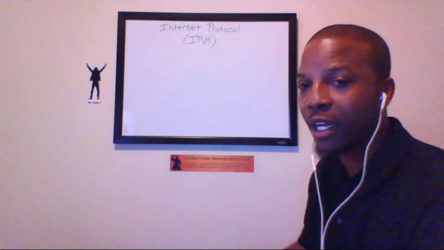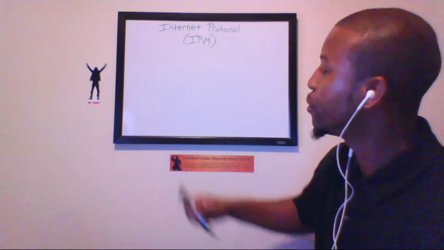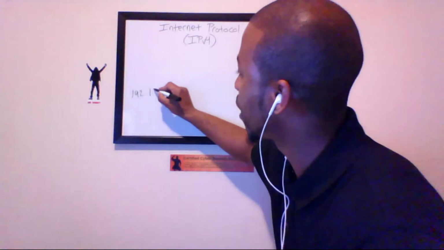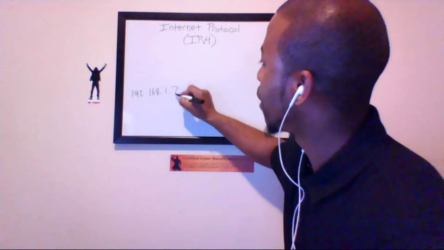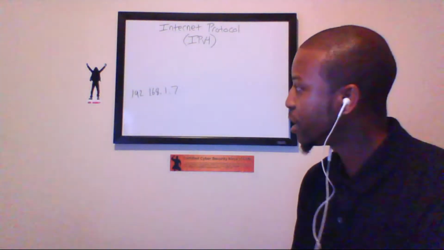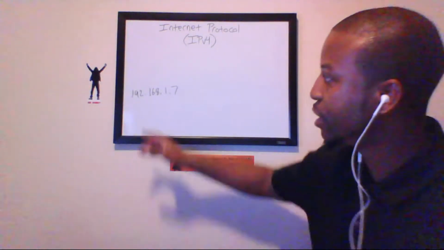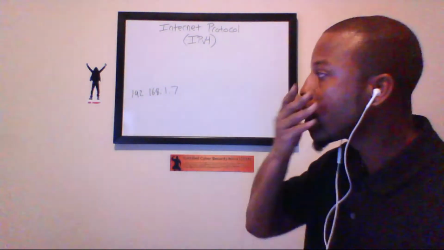Layer 3 is dealing with network addressing. It is a logical addressing. So at layer 3 is where you get the IP address, right? And as an example, I'll give you 192.168.1.7, right? Now this is a private IP address. Private IP address meaning that it's non-routable. You won't see this IP address outside of your network being routed.